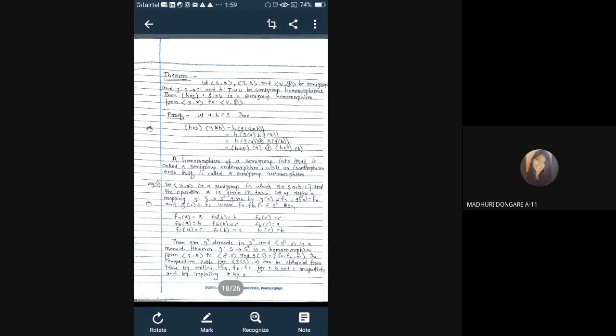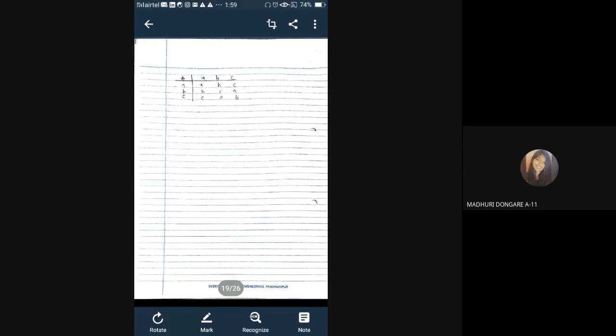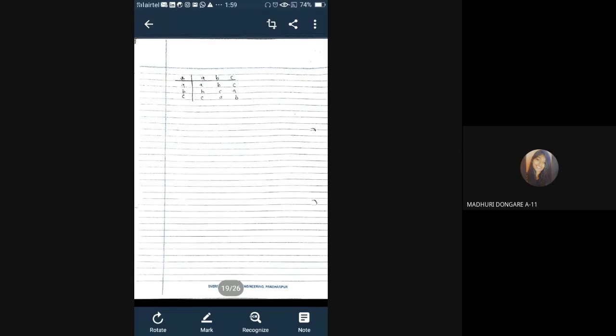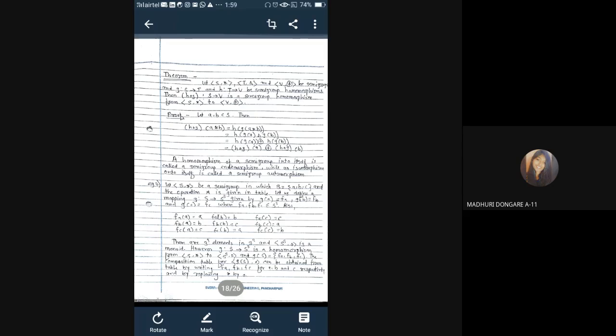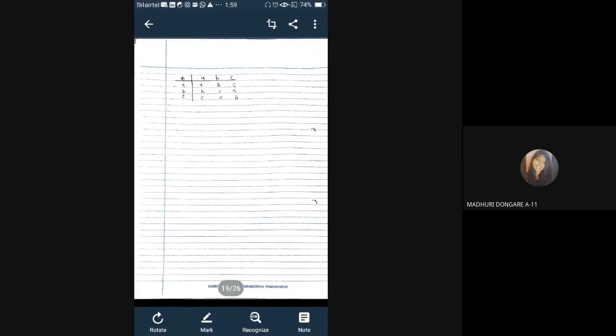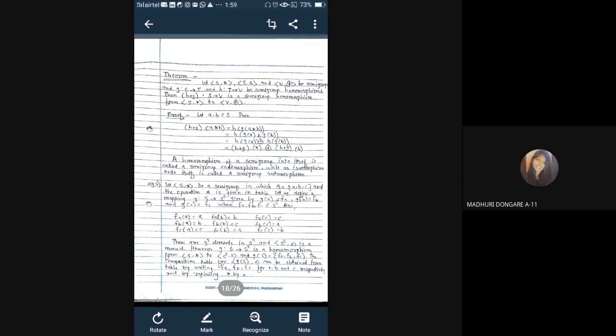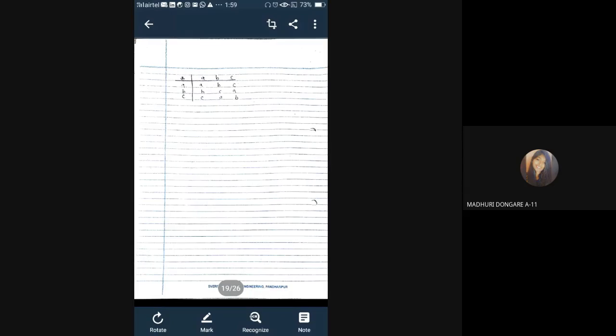Now last 3 are for element C. So if you apply that function for C on A, you will get C. So C star A is equals to C. Again, function for C on B is equals to A. So C star B, that is equals to A. And last value, function for C on C, that will be B. So C star C, that is equals to B. So this is the composition table for given operation star.